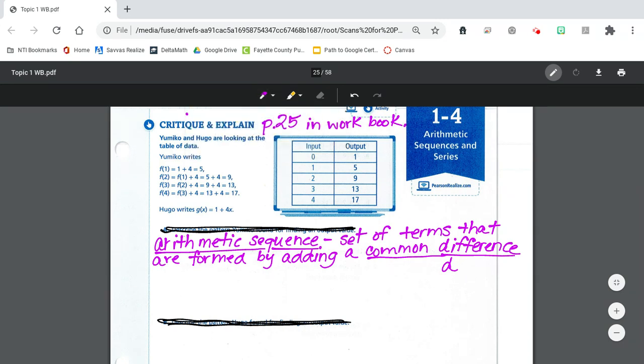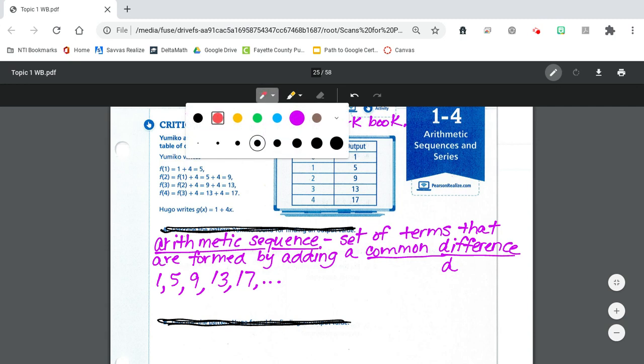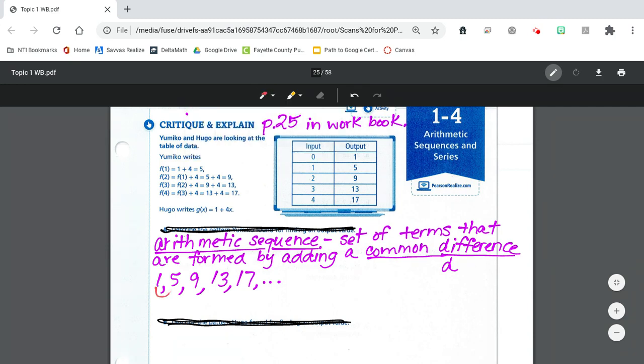an example of an arithmetic sequence would be something like 1, 5, 9, 13, 17, and so on. And so what makes this sequence arithmetic is that we are adding a common difference. So like from 1 to 5, we're adding 4. From 5 to 9, adding 4. From 9 to 13, adding 4, and so on. So the common difference from this sequence is 4. So I'm going to say D equals 4.